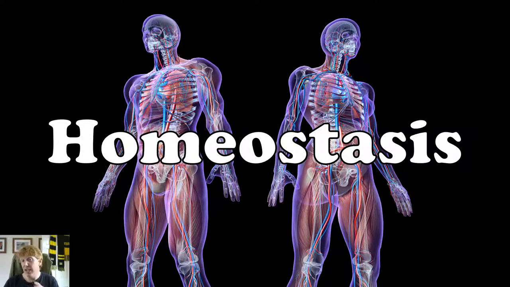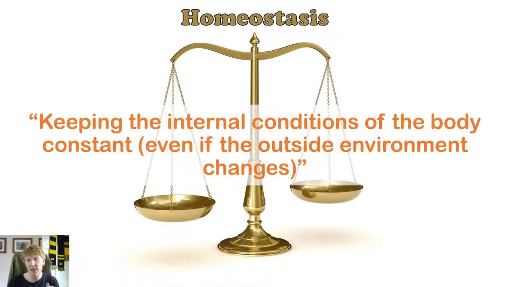So now for our lucky last unit, which is actually homeostasis, which is looking at our body, inside our body, and what happens there. So we'll start with a definition of what is homeostasis. And it is actually keeping the internal conditions of the body constant, even if the outside environment changes.